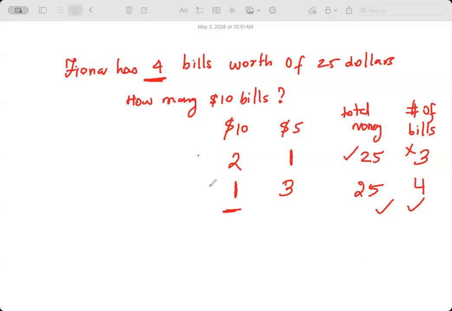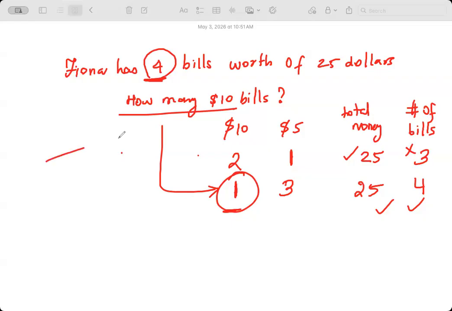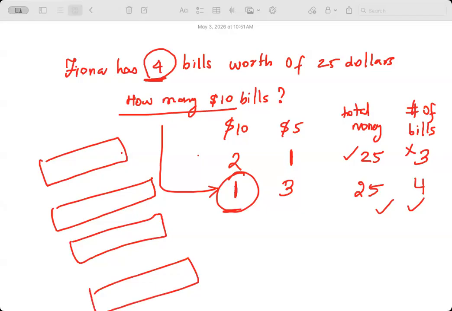What was the question Kripa had? I just didn't understand it because she had 4 bills, and I thought each bill had to be 10. Not necessarily. 4 bills means 4 papers she had. It can be $5, $10, it can be anything. You got it?